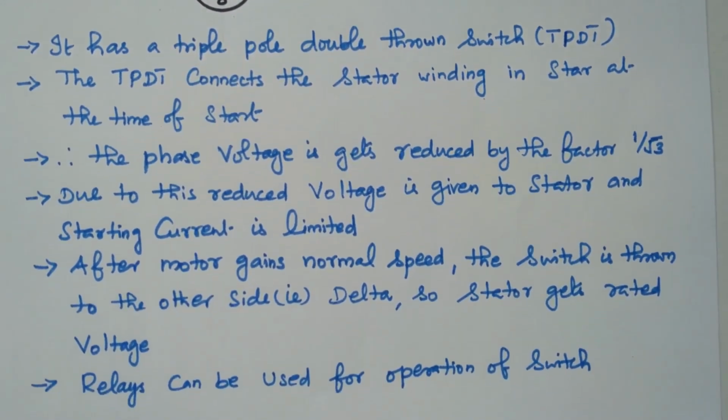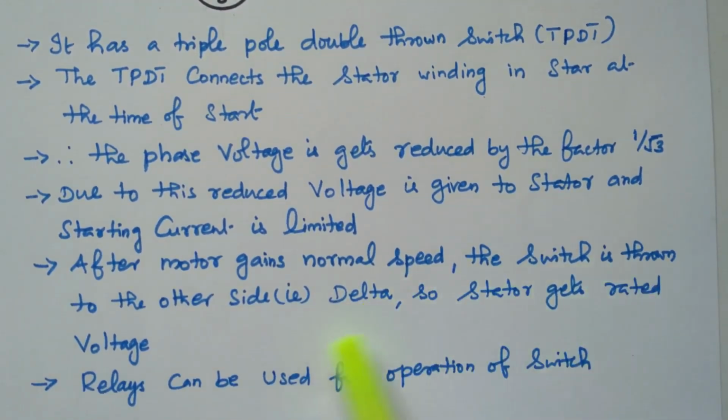After the motor gains the normal speed, the switch is thrown into the other side, that is delta. So the stator gets the rated voltage. Initially it is given in star connection, it will take only 1 by root 3 of the voltage, so that the starting current is limited. After gaining the normal speed, the switch is thrown into the other side, the delta connection. During this delta connection, it will get the rated voltage. Relays can be used for operation of the switch. Changing the switch from star connection to delta connection can be done by relays.